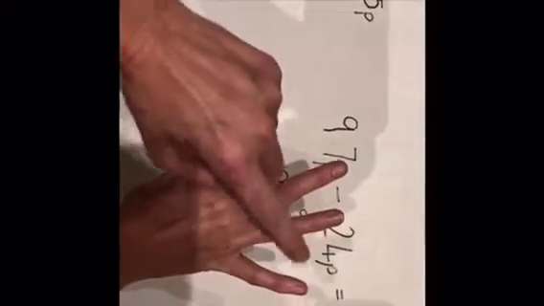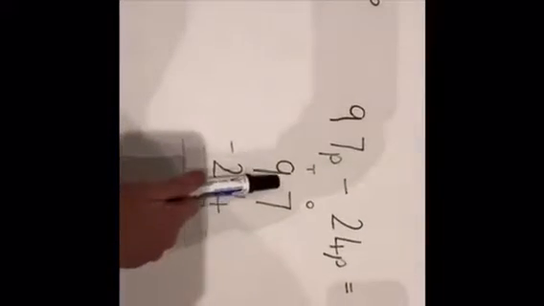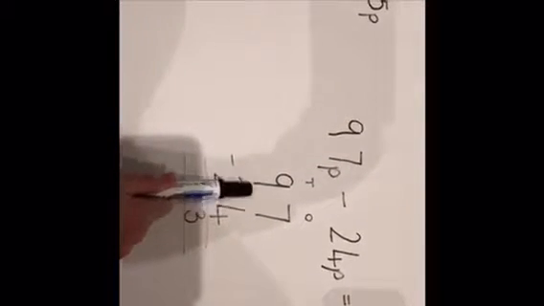1, 2, 3. So 7 take away 4 is 3. Great job. Then I've got here my 9 tens. Take away my 2 tens, okay?